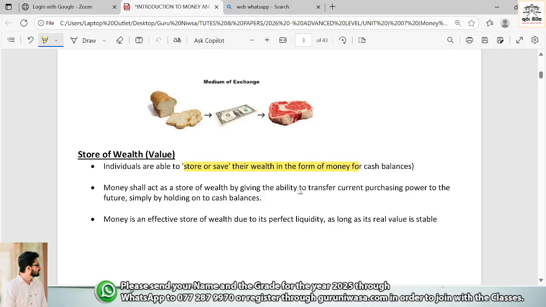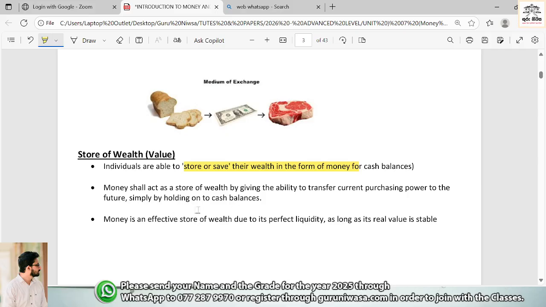In other words, children, if you save money, it's totally about savings. Store of wealth means saving. People try to save money. We don't store our wealth in vegetables or things like that, do we? What do we save in? We save in cash, in money. Clear, children? That is what store of wealth means. Individuals are able to store or save their wealth in the form of money.